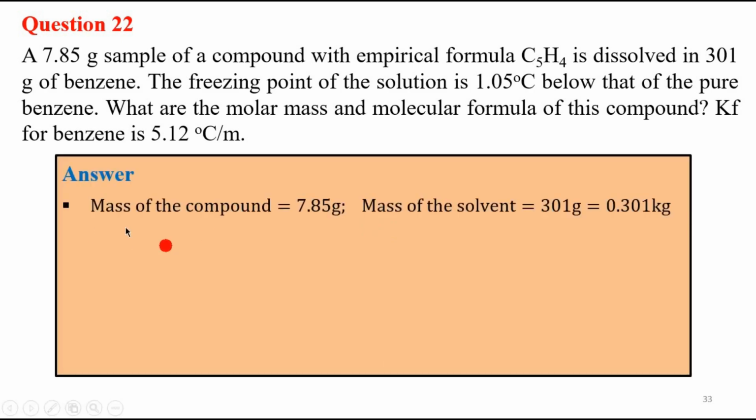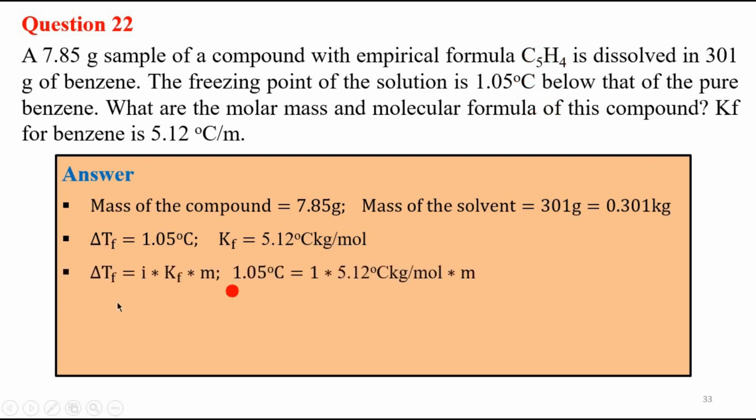So we have the mass of the compound, 7.85. We have the mass of solvent, which is 0.301 kilogram. Then we have delta Tf given as 1.05. The Kf was given. The i we don't have and the molarity we don't have, but we know it is benzene, the pure solvent, and the solute is C5H4. So this is an organic compound, which means i will be equal to 1.